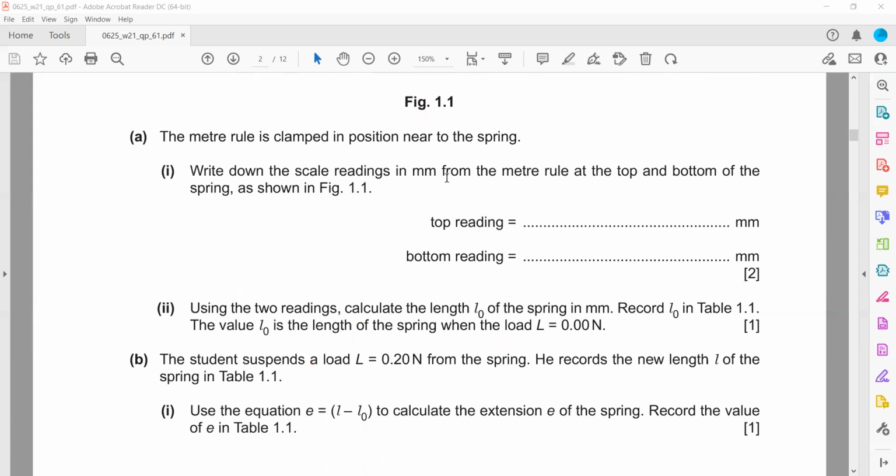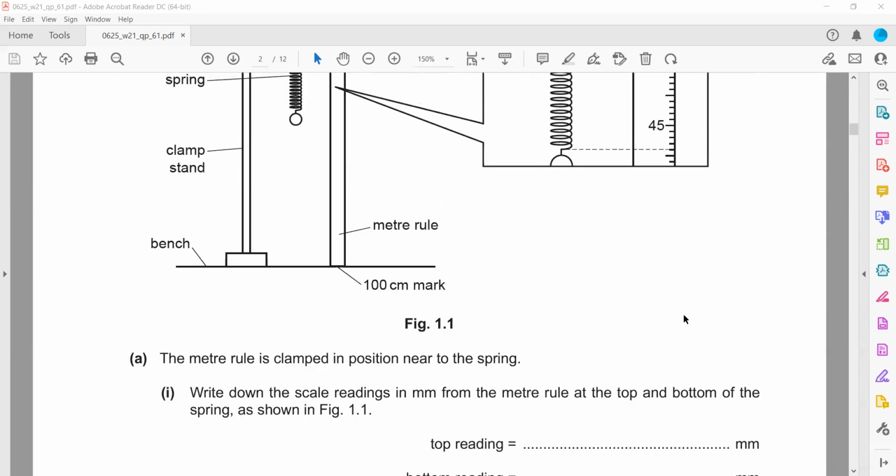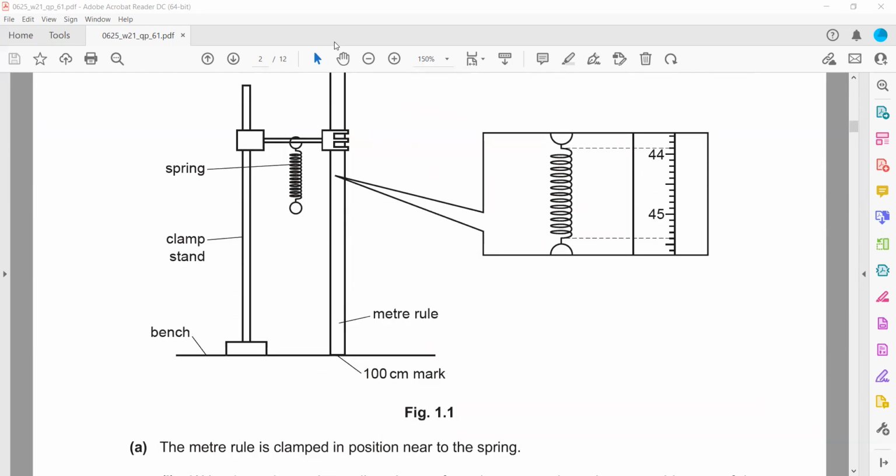Then use the two readings to calculate the length of the spring and record that L naught in table 1.1. How can we use this to determine the length of the spring? This is the length of the spring. It starts from 439 millimeters and ends at 454 millimeters. So how much is the length of this spring, which we call L0? We just take the difference of the two values.